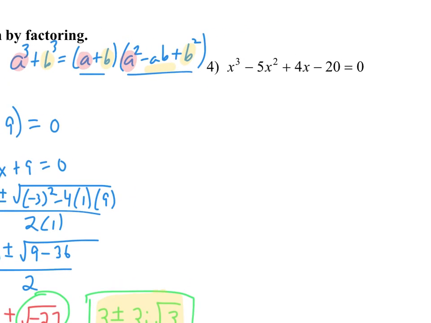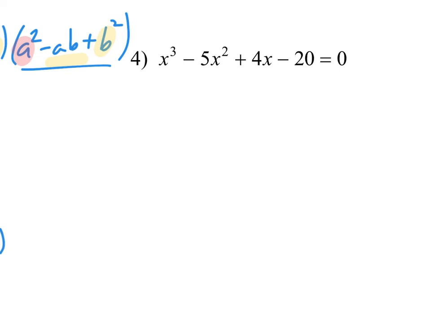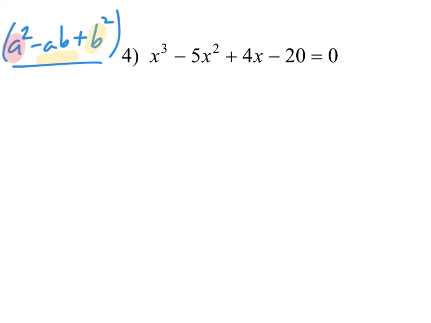All right, so let's take a look at another example. Let's see if we can get this guy solved here. Another 3rd degree: x cubed minus 5x squared plus 4x minus 20 equals 0. Okay, so we have to think about our factoring methods first. This one is definitely not the sum or difference of perfect cubes like the last one.